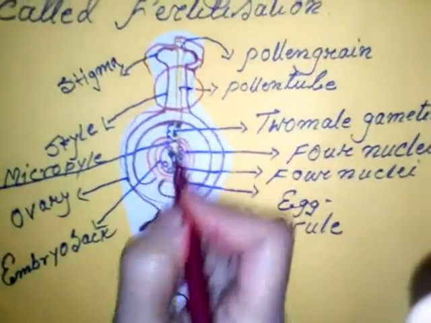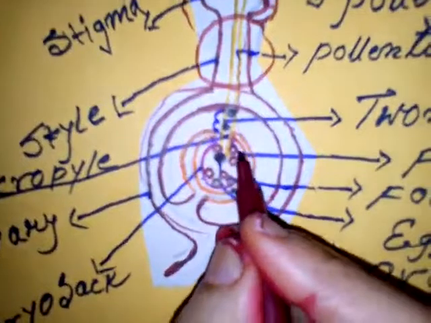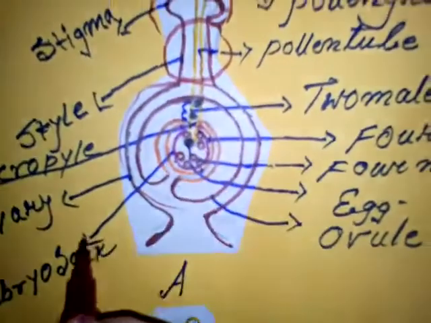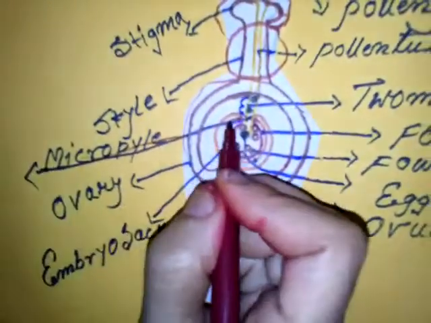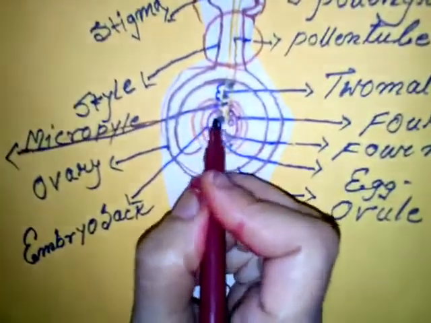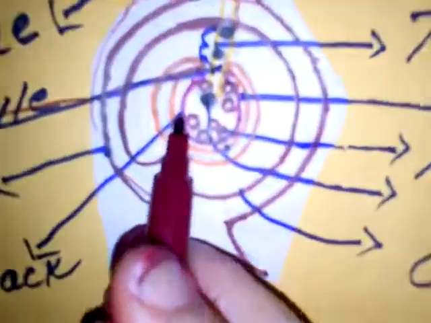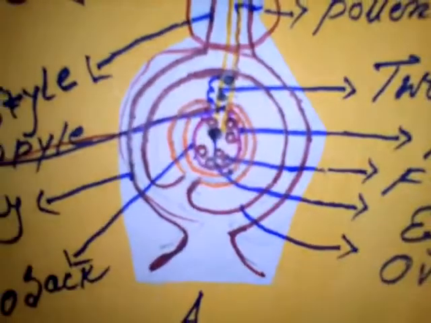And ultimately what happens? It enters inside the embryo sac. This pink colored part is the embryo sac, with the help of an opening. And what do we call this opening? This is known as the micropyle. Understand, I hope? Now, the embryo sac already has 8 nuclei. 4 on the upper end, 1, 2, 3, 4. And 4 at the lower end, 1, 2, 3, 4. And these are known as polar nuclei.